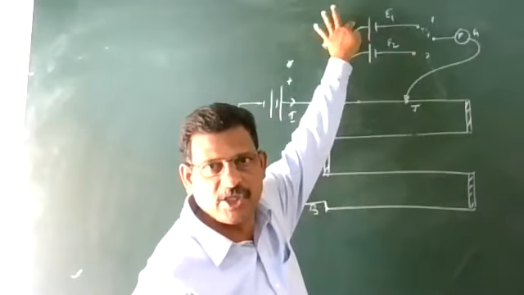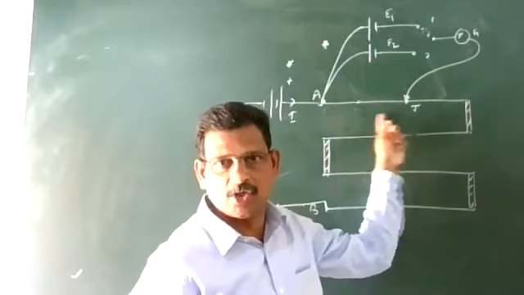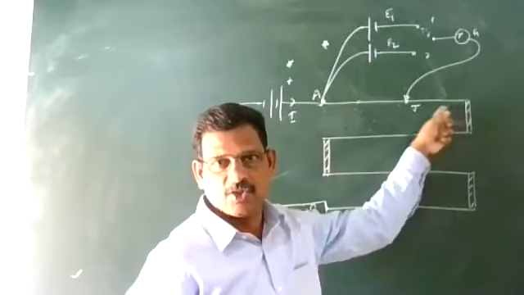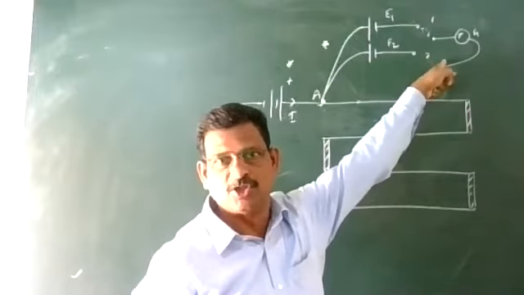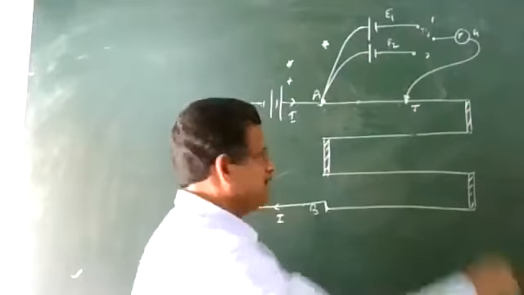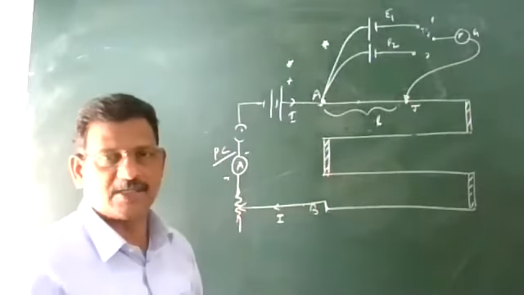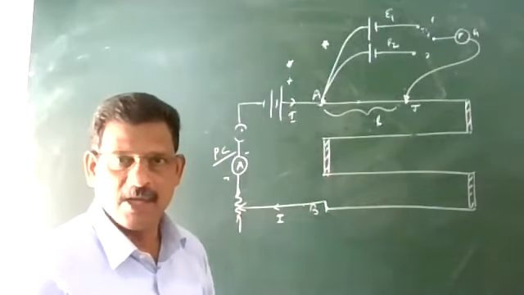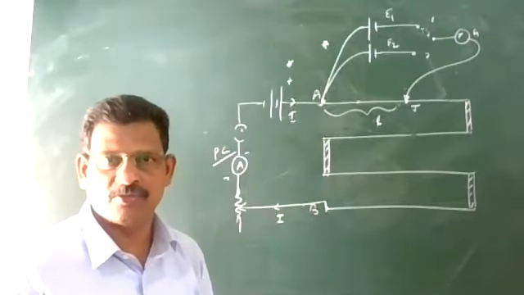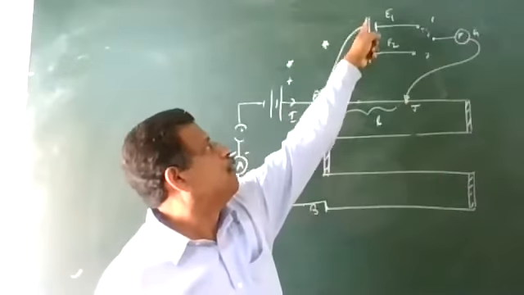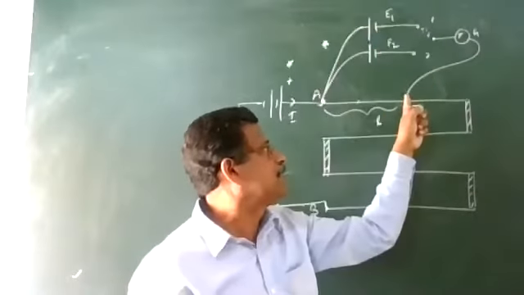If this EMF is E1, what you have to do is adjust the sliding contact or jockey over the wire. At a particular point, say J, the galvanometer is showing 0 deflection. Measure this length AJ as L. So at this length L, the galvanometer shows 0 deflection. Why is it showing 0 deflection? It means the potential here is the same as the potential at A.